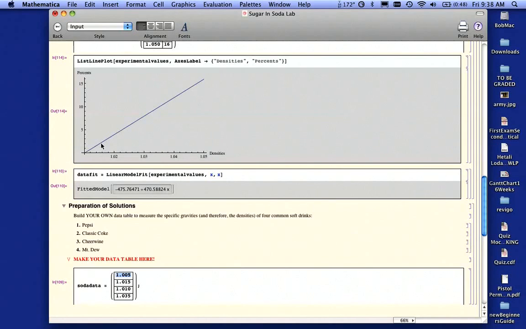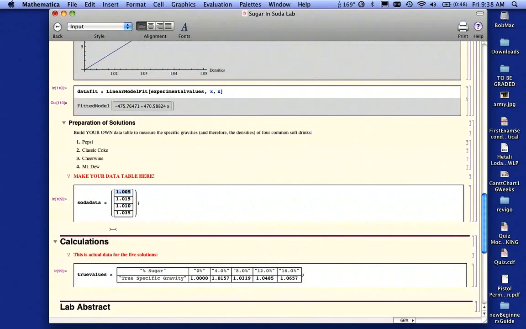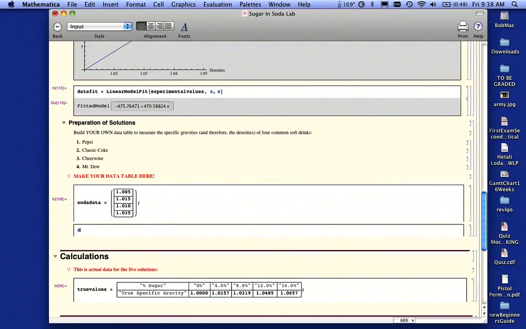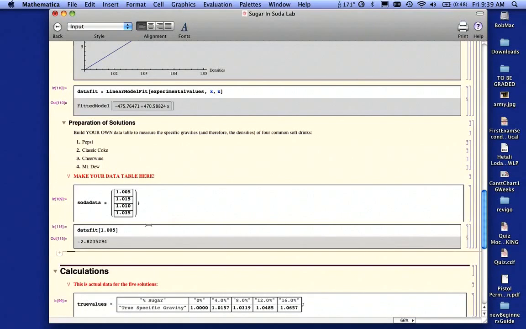1.010, go up and over, that's about a 2.5 sugar. 1.035, go up, go over, that looks like about an 8.5% sugar. So you see how we're using our y equals mx plus b equation here to predict what the percentage of solutions in here. Now, there's a much easier way to do that. I can actually use that data fit to calculate directly what my values are here.